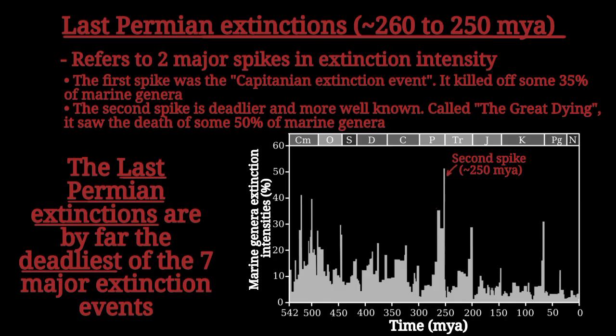The last Permian extinctions are by far the deadliest of the 7 major extinction events. Taken as a whole, they are likely responsible for the extinction of around 95% of animal species. They thus mark the closest that multi-celled life has ever come to total extinction. The 5% of species that managed to survive include some fishes, marine reptiles, temnospondyls and therapsids.